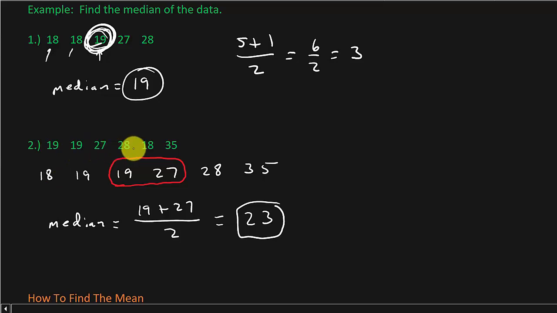And same thing here. We got 1, 2, 3, 4, 5, 6. So we got 6 plus 1 over 2 is 7 over 2, which is 3.5. So 1, 2, 3. It's right here in the middle.